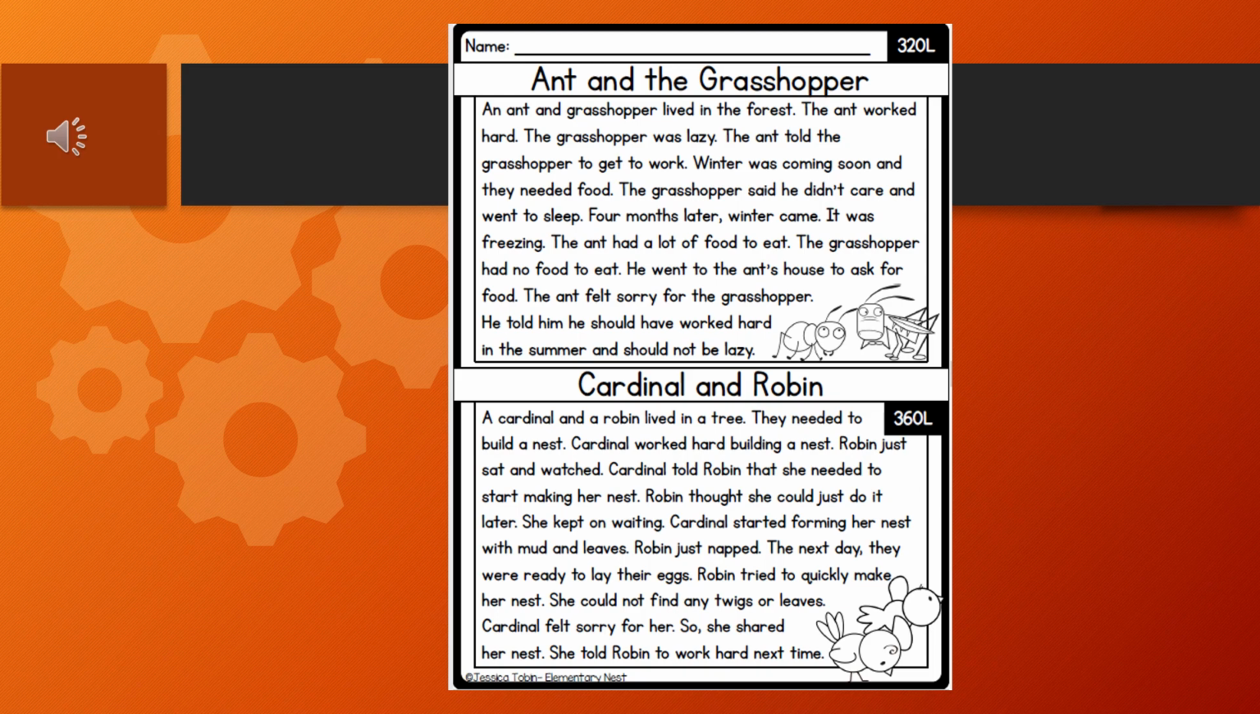Let's look at these two stories. On the top is the story of the ant and the grasshopper. On the bottom is the cardinal and robin. I'll read Ant and the Grasshopper first.